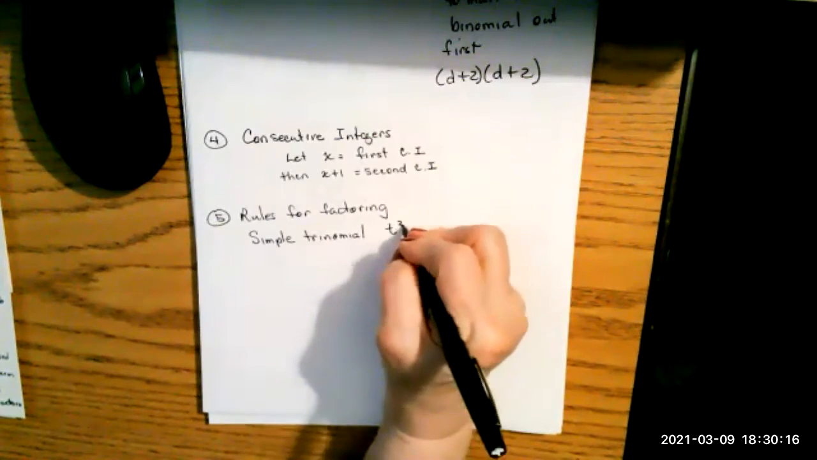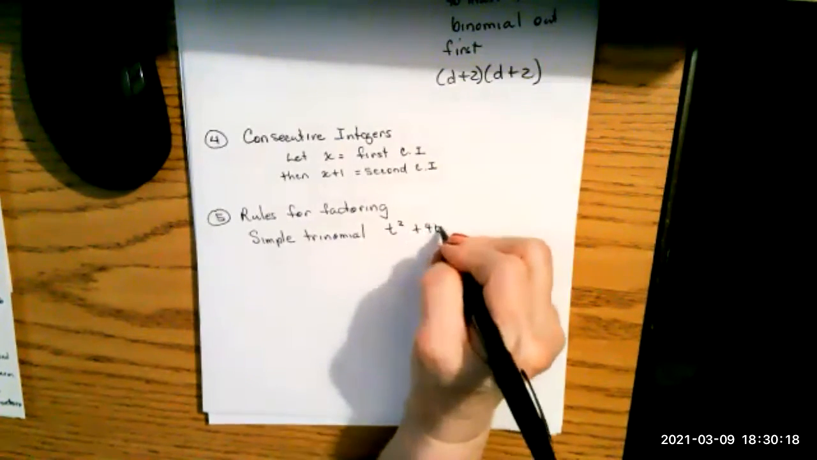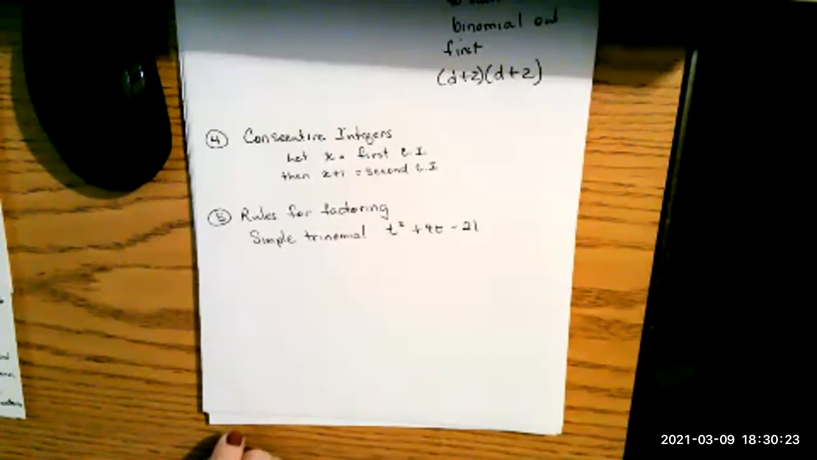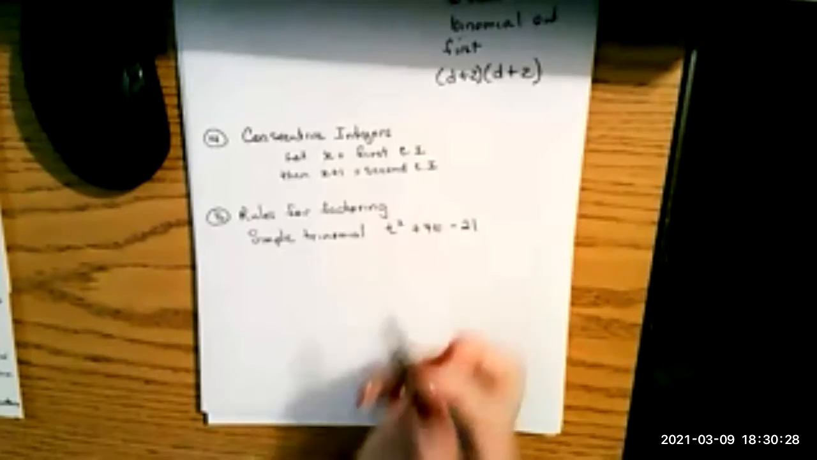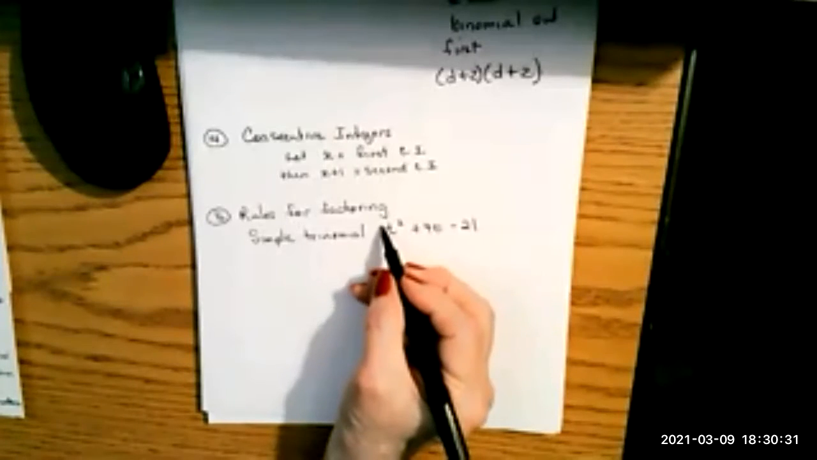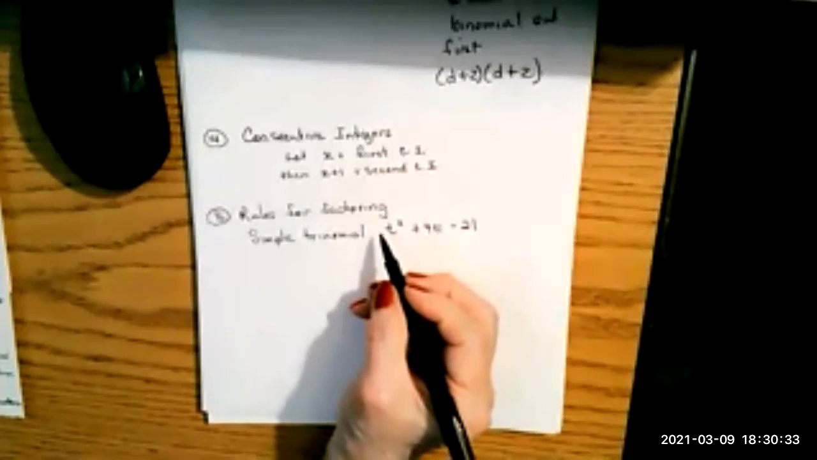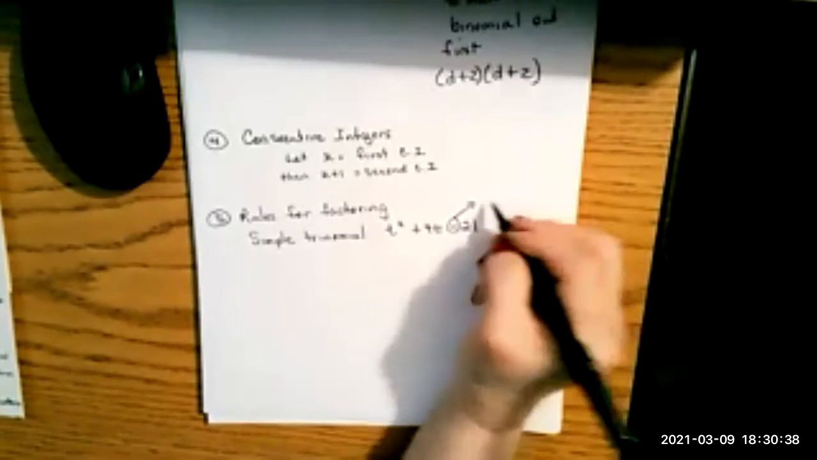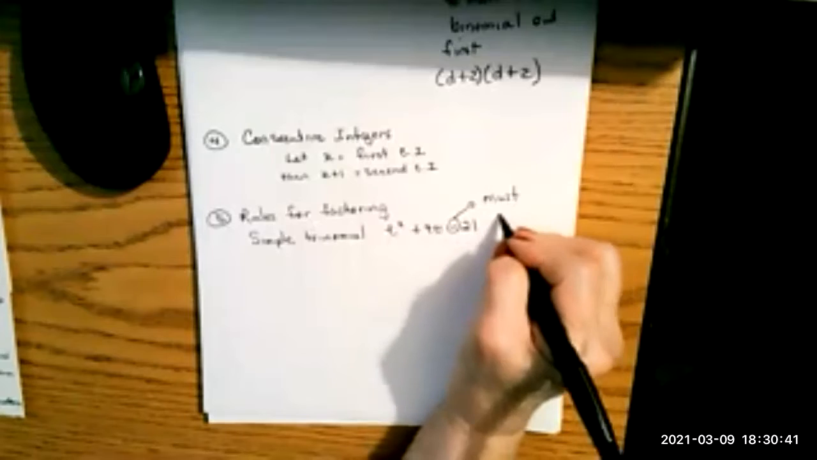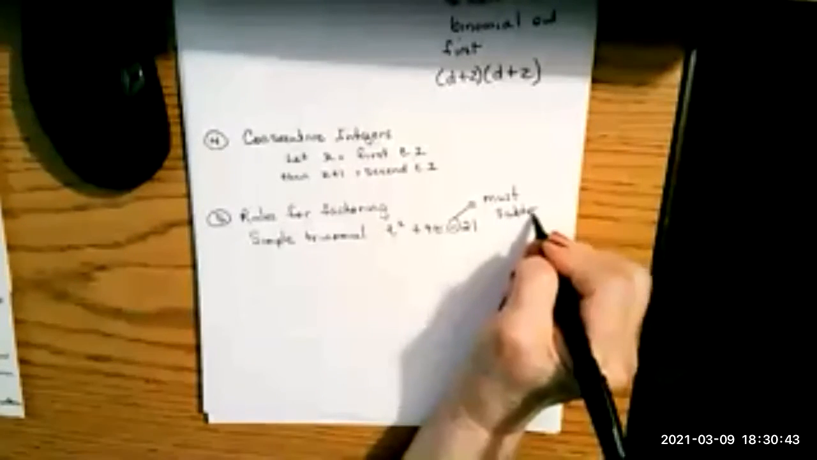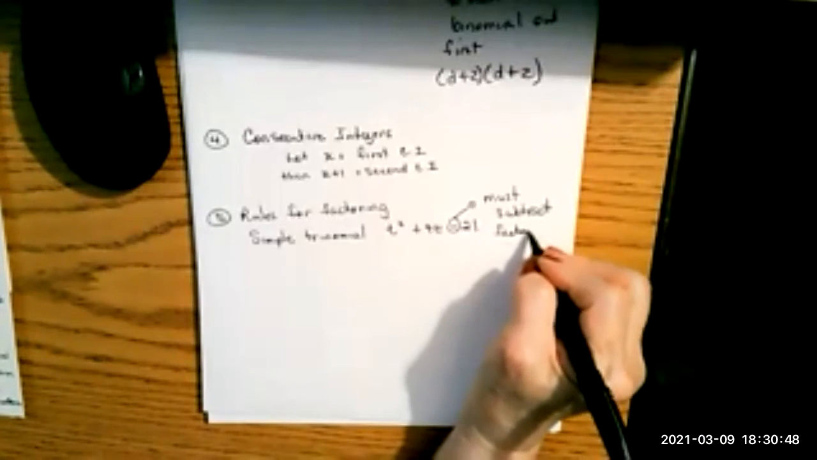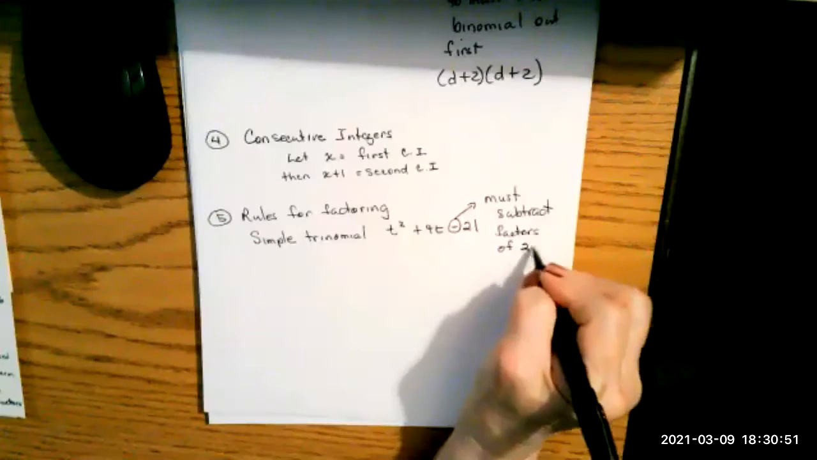If you have t squared plus 4t minus 21. Notice this is not an equation, it's an expression, and we're supposed to factor it. This is a simple trinomial because it doesn't have a number here in the front. So all I'm dealing with is this number on the end. The last sign tells me what I must do. I must subtract. What am I subtracting? Factors of 21.